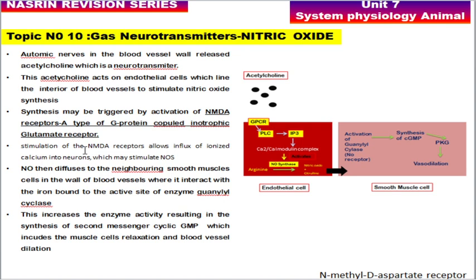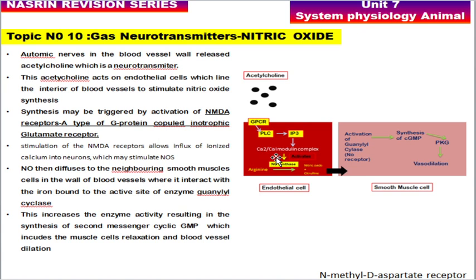Once this NMDA receptor has been stimulated, it will allow the influx of calcium ions. This calcium ion will stimulate the synthesis of nitric oxide. Next, here you can see the G protein coupled receptor. It will activate phospholipase, an enzyme which will cleave the phospholipid and produce diacylglycerol and IP3. This IP3 will act as a secondary messenger and will increase the amount of calcium ion.